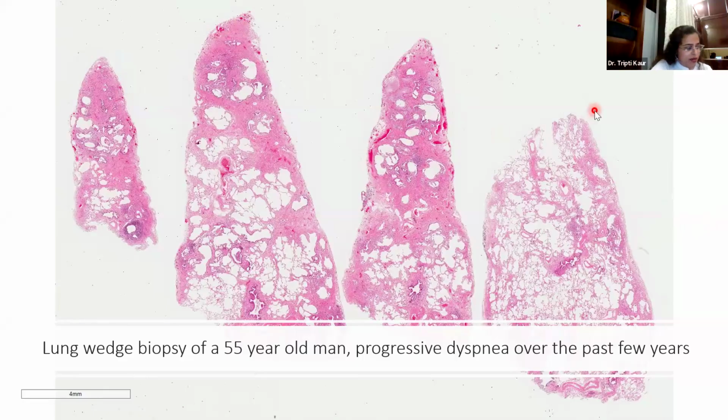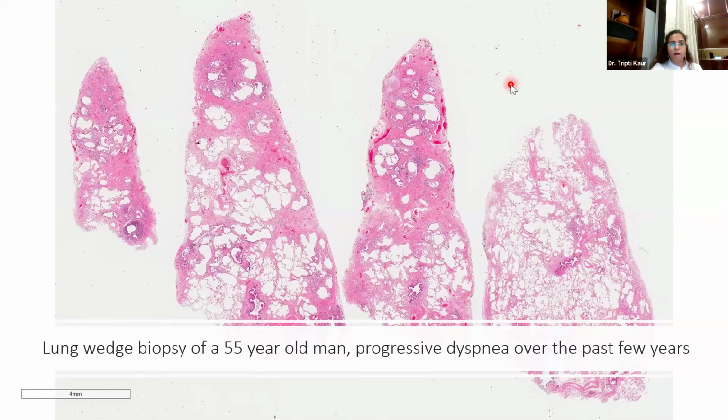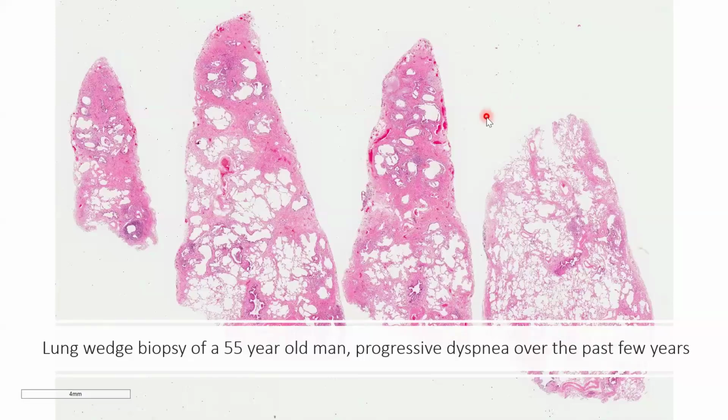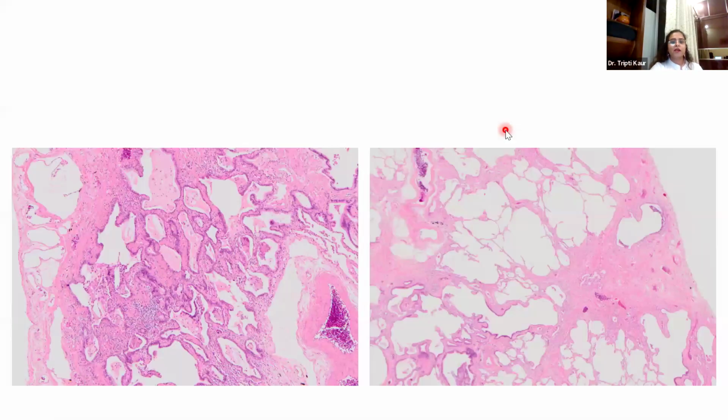Yes, please go ahead. There is peripheral scarring, microscopic honeycombing, fibrosis, septal and paraseptal. I think it fits for UIP, but I need high power to see if there are any fibroblastic foci. It will confirm it more. Very good, very good. You've covered it all.